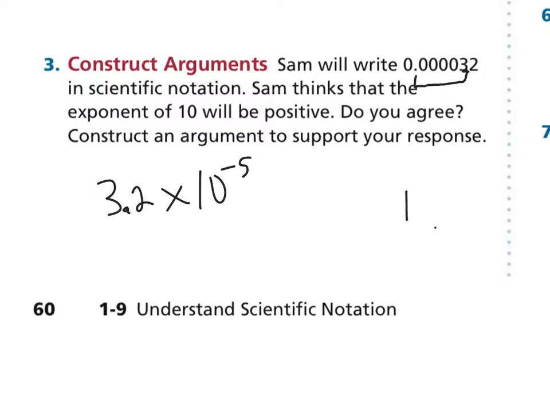Remember, 10 to the negative 5th is like 1 over 10 to the 5th, which means we're dividing by 10 5 times. When we divide by 10, it moves our decimal to the left. When we multiply by 10, it moves the decimal to the right.